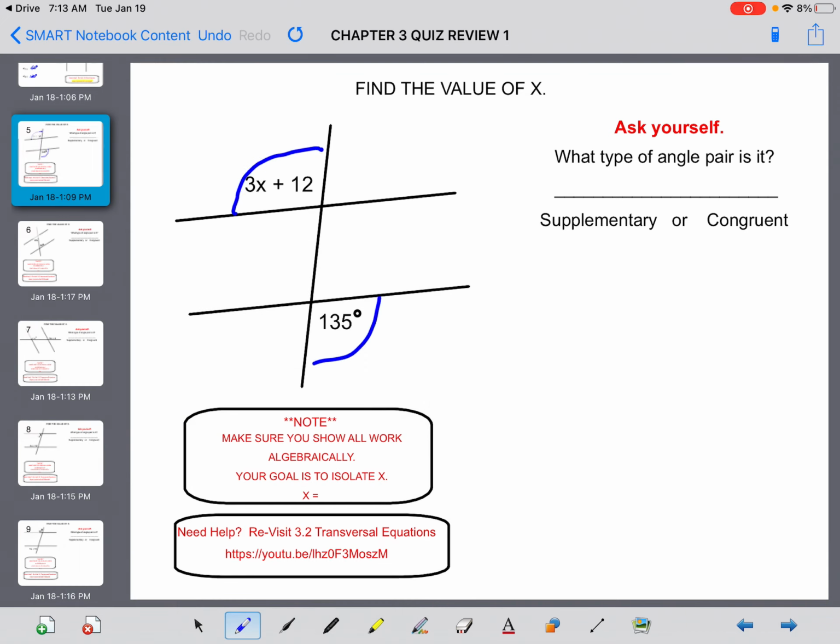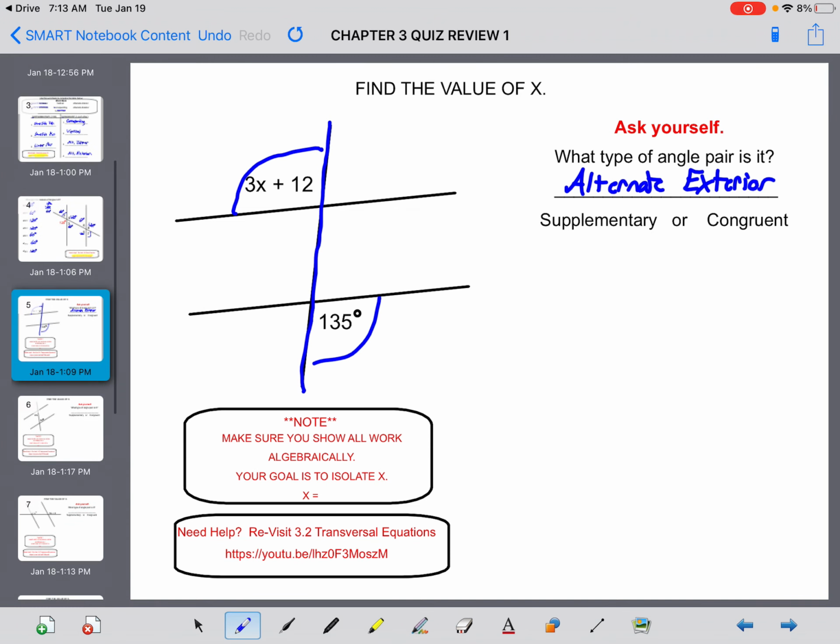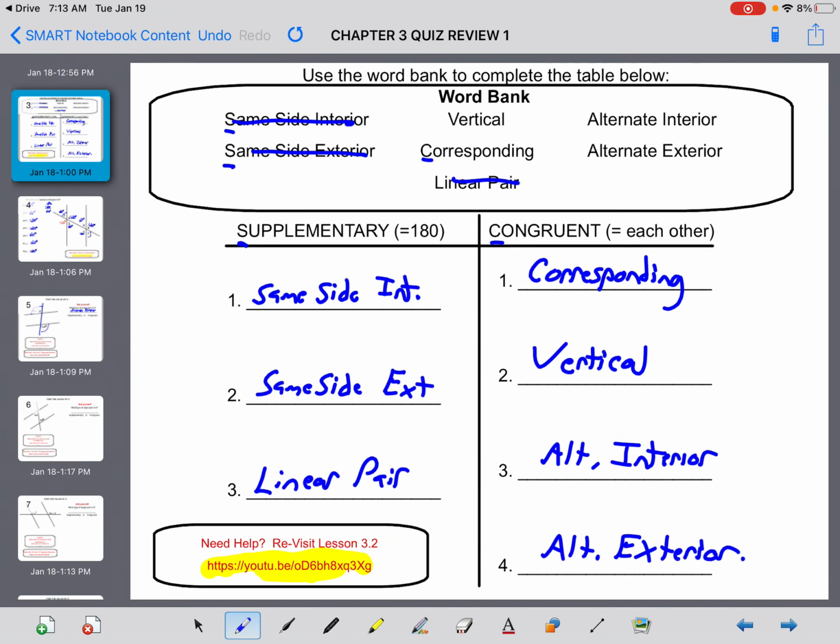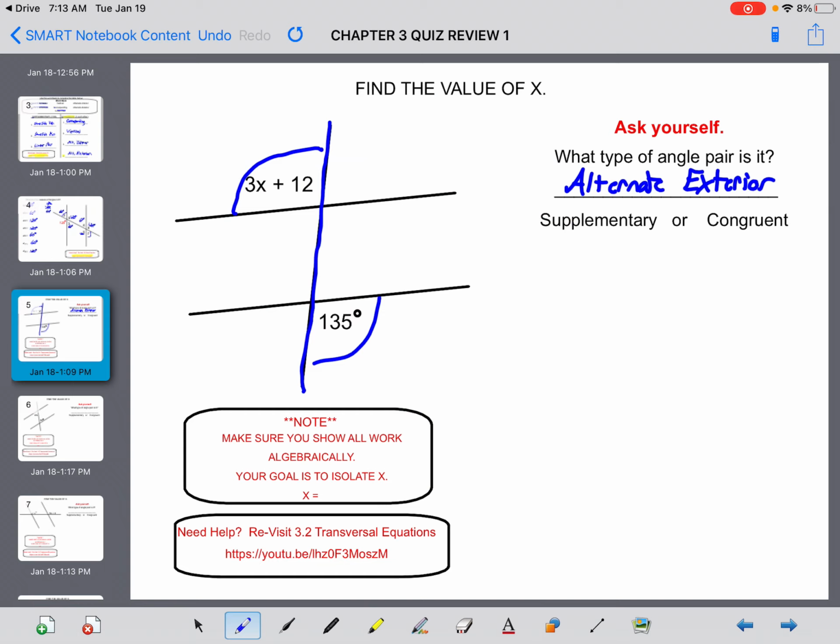I see 3x plus 12 and 135. They're exterior angles on alternate sides of the transversal. So these are alternate exterior. And whether or not they're supplementary or congruent, you can visit back to your chart here. Alternate exterior, number 4, is congruent, okay? Which means they equal each other. So 3x plus 12 equals, whoops, not 180, sorry, equals 135.